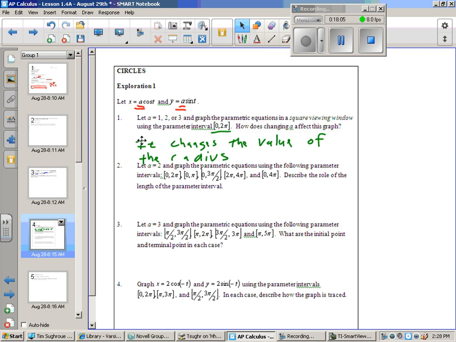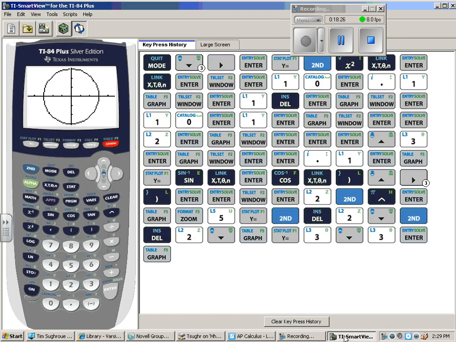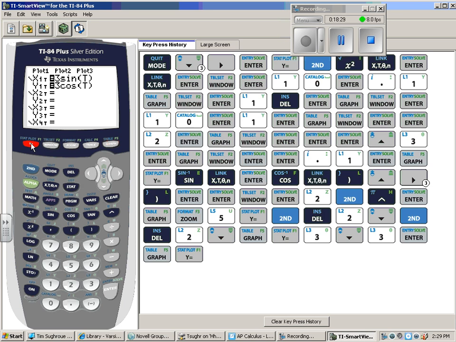All right, let A equal 2. We're doing the same thing, but now we're going to mess with the parametric equations by changing the parameter intervals from 0 to 2 pi, then 0 to pi, and looking at a bunch of different intervals. Describe the role of the length of the parameter interval. So we're just trying to play around to get a feel for this. If we go to y equals, we're going to make this a 2. It really doesn't matter if you left it a 3. They said just do it with a 2. That's fine.